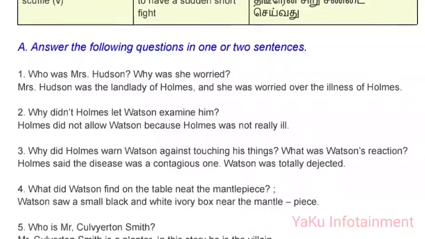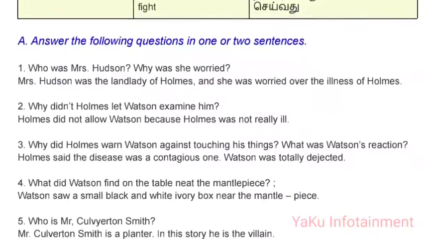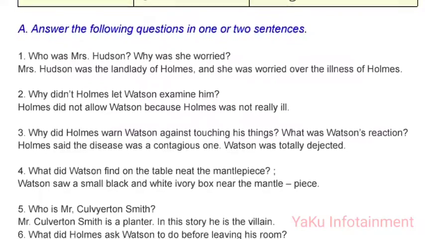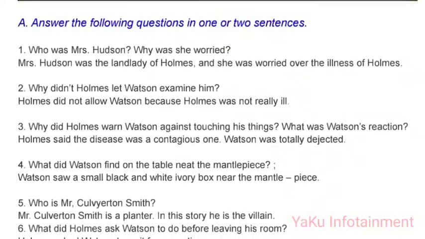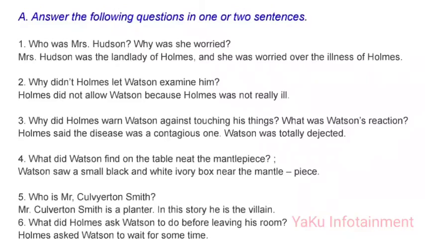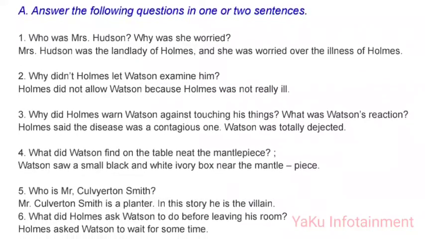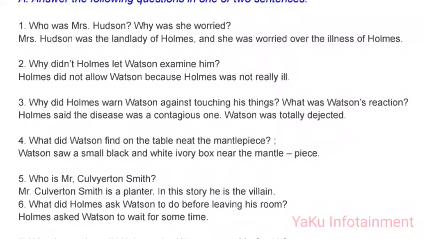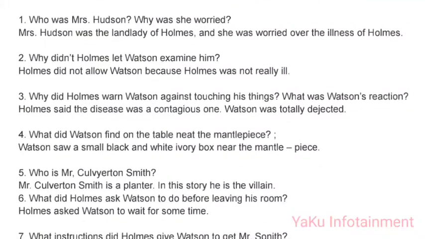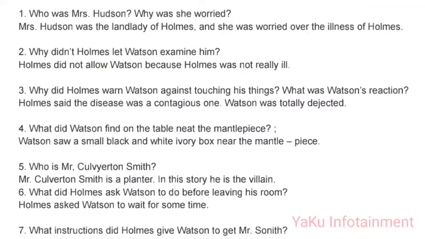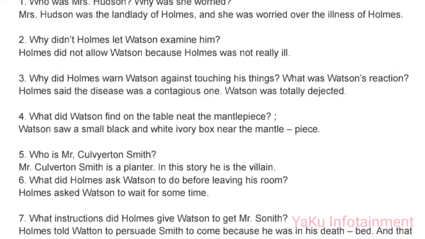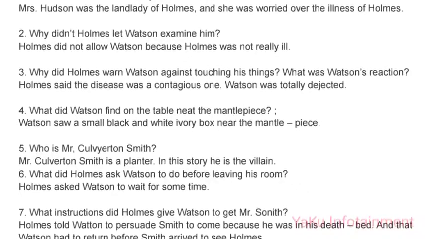Watson was totally dejected. 4. What did Watson find on the table beneath the mantelpiece? Watson saw a small black and white ivory box near the mantelpiece. 5. Who is Mr. Culverton Smith? Mr. Culverton Smith is a planter. In this story he is the villain. 6. What did Holmes ask Watson to do before leaving his room? Holmes asked Watson to wait for some time.